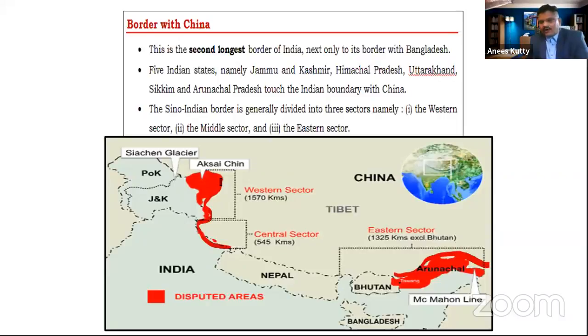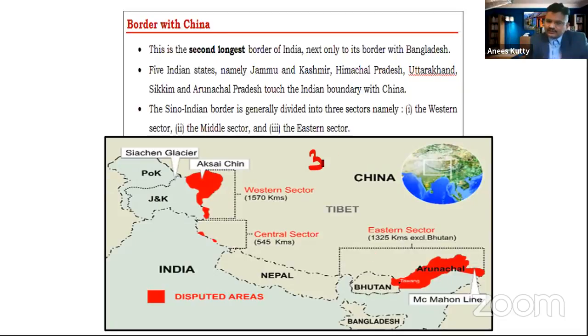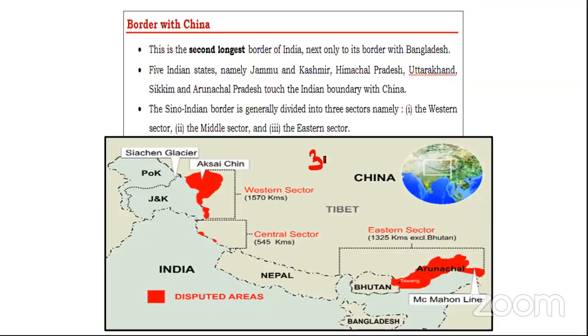Now, how long is the McMahon Line? Yes, my dear friends, how long is the McMahon Line? I have given the numbers also. Can you tell me the border of China with India? Sir, around 3,400 kilometers. Are you sure it is the exact figure? No, sir, around 3,400.